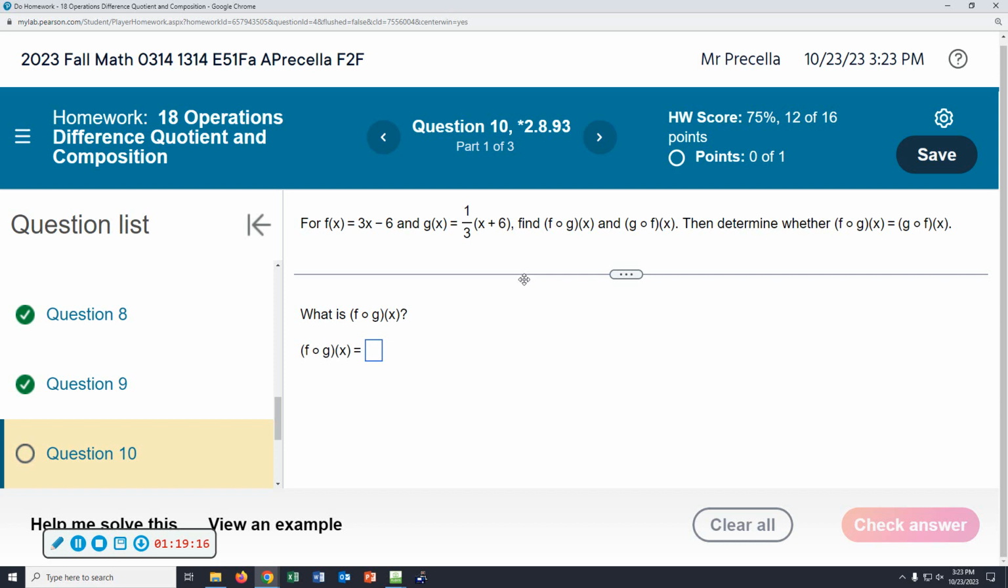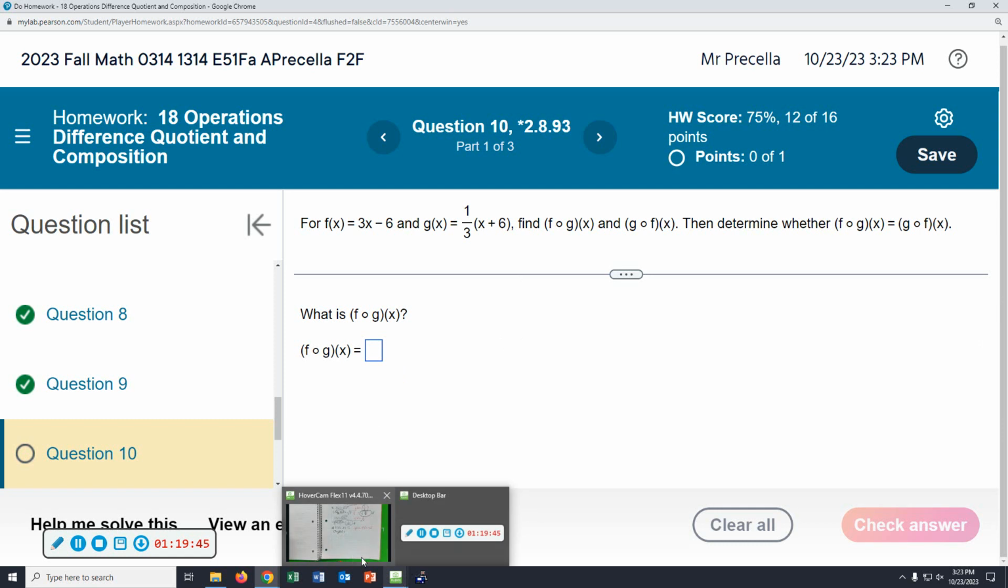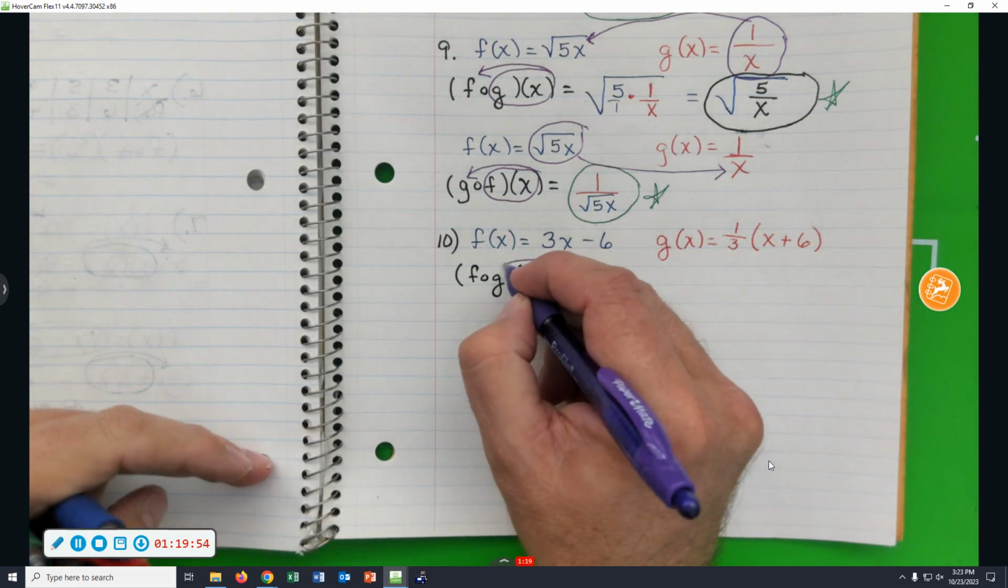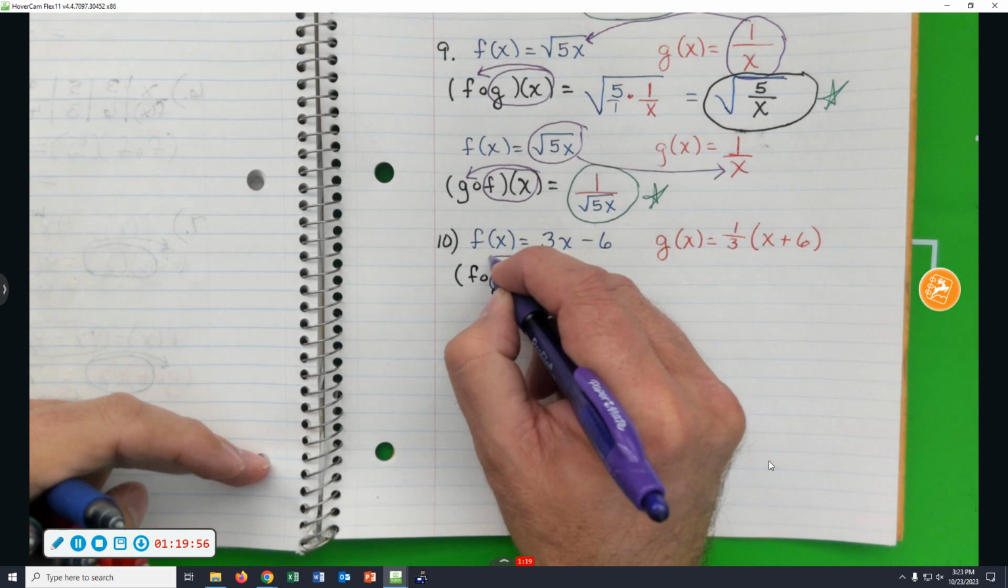Let's see. So f of x is 3x minus 6, and g of x is 1/3 (x plus 6). Okay. We're going to switch it over. Okay, so finding f of g of x, or f composed with g of x. That means plug g into f.